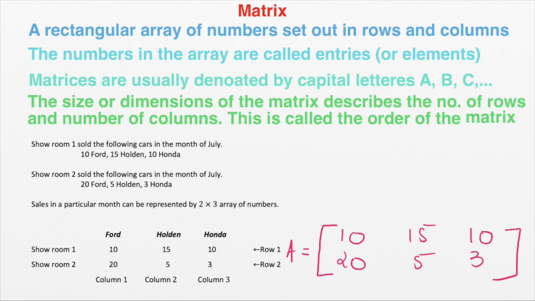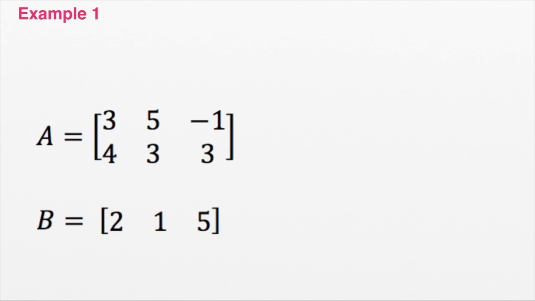That's your information represented. Example 1 in your book is to be able to label what the order of these are. So let's look at matrix A. Matrix A has 2 rows. So here's our first row, here's our second. So that's a 2 by. And then matrix A also has 3 columns because that's 1, 2, 3. So the order of this matrix is a 2x3.